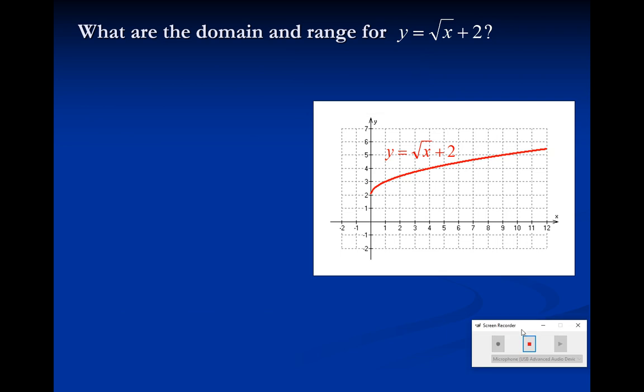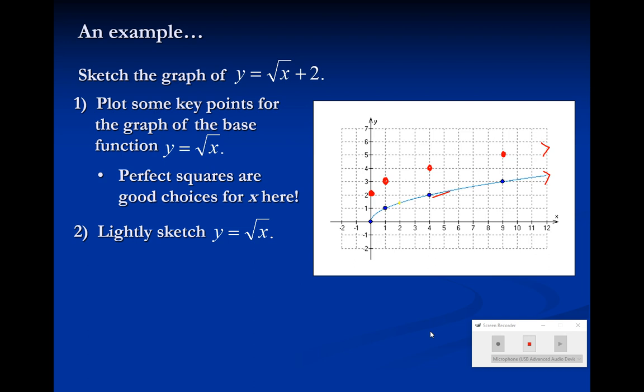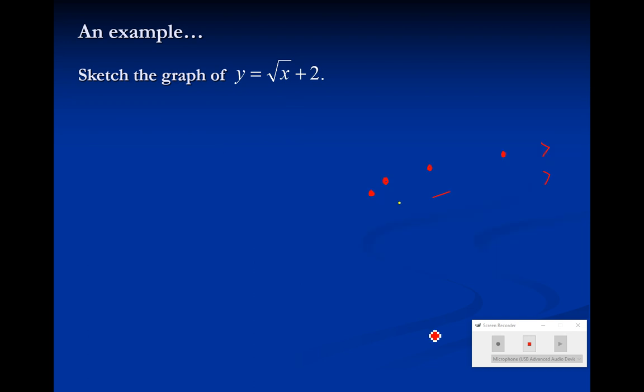The homework questions could say something like, instead of saying sketch the graph of root x plus 2, maybe it'll say find the domain and range of root x plus 2. It won't say sketch the graph. And then someone will text me and say, Mr. Todd, do I have to graph it to find the domain and range? And my answer is, if you're asking me that, yes.